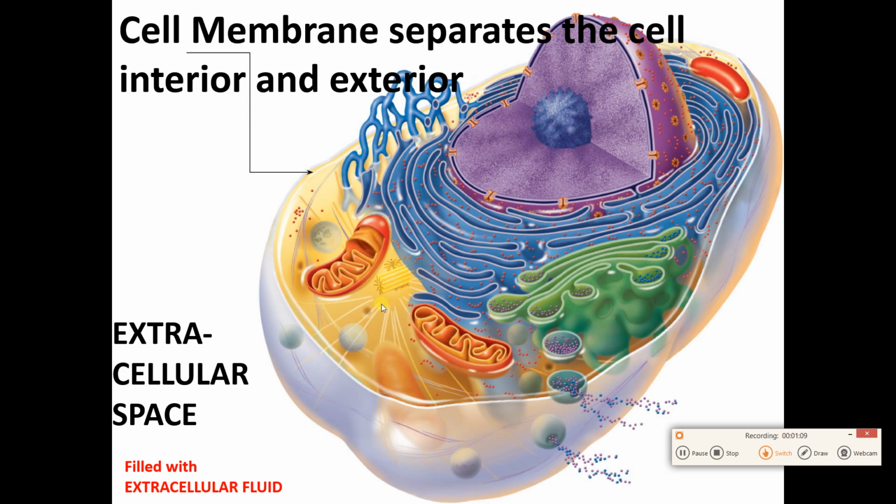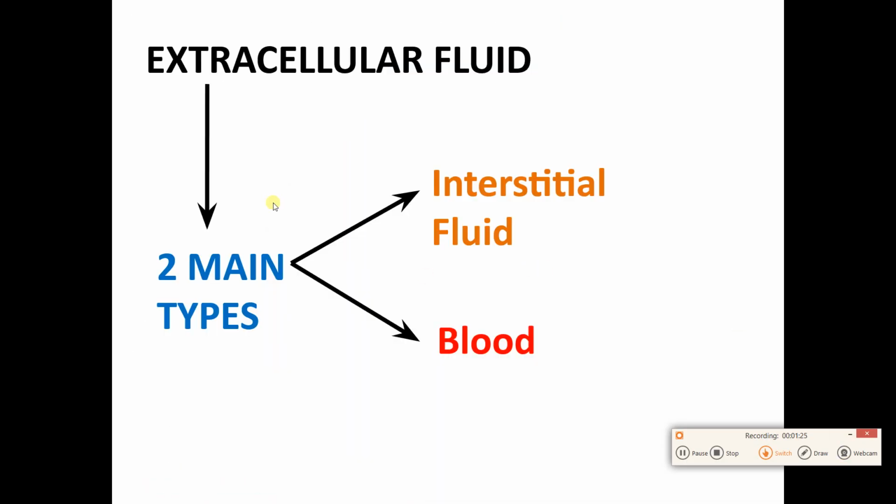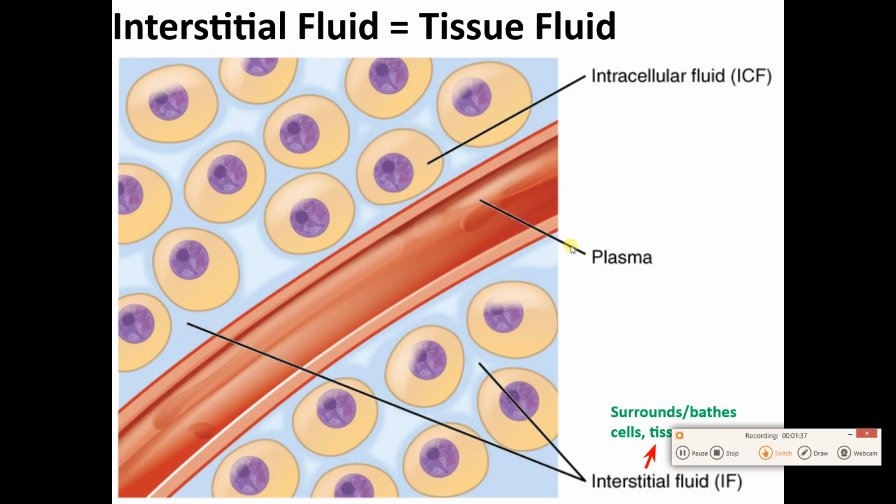And external to that plasma membrane, outside the cell, we have extracellular space, which is going to be filled with extracellular fluid. This space can be small, it can be big, the amount of fluid can be small, it can be large. As far as extracellular fluid goes, there are two main types. There's blood, of course, which is in our blood vessels, and then there's interstitial fluid. Interstitial fluid is the fluid within tissues, so it's also called tissue fluid.